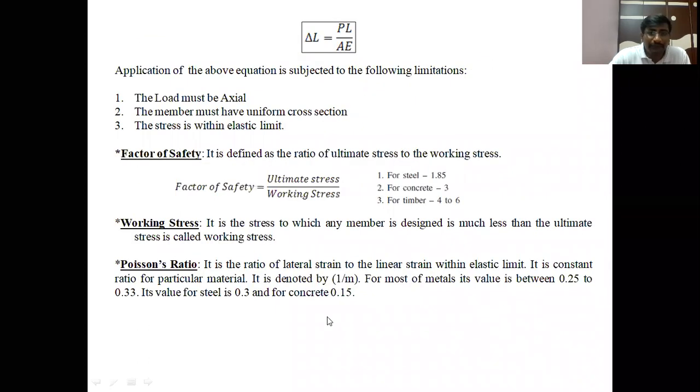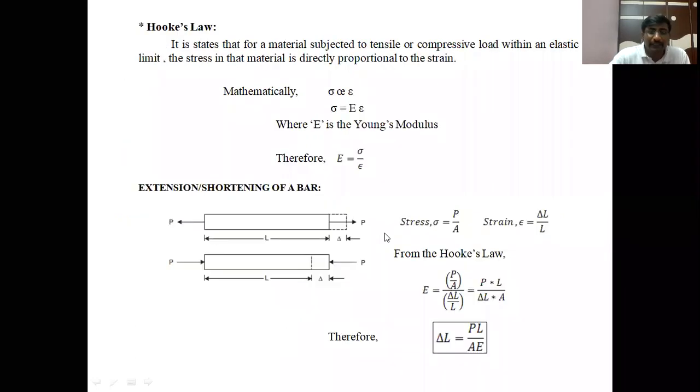In the formula derived in the previous section, delta L equals PL by AE, P is the applied load, L is the initial length of the member, A is the cross-sectional area, and E is the Young's modulus for that material, which is a property of the material. Delta L is the extension or shortening of a bar. If the member increases its length, it is taken as positive. If the member decreases its length by applying the compressive load, it is taken as negative. Clear?